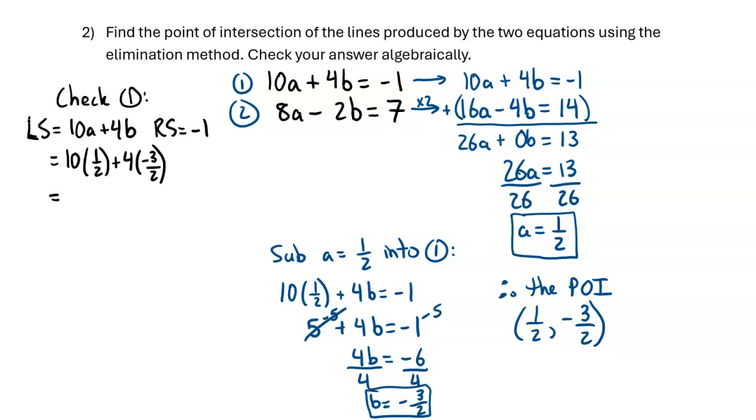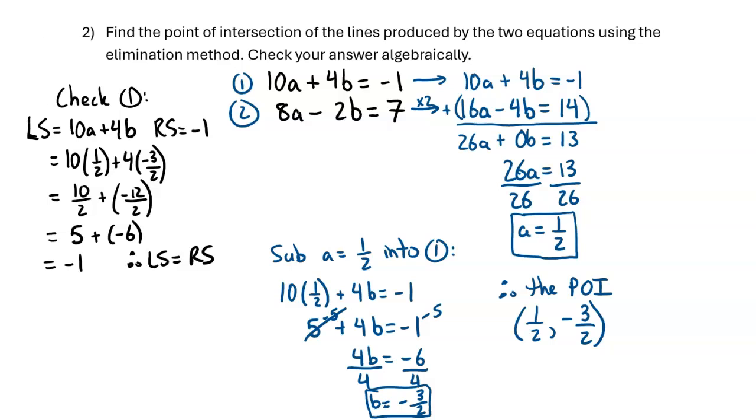We go ahead and multiply the coefficients. So 10 times 1 is 10 over 2, and then 4 times negative 3 gives me negative 12, which is over 2. And that gives me 5 plus negative 6, and then 5 plus negative 6 is negative 1. And so we can say, therefore, the left side is equal to the right side. So we know it works for that first equation.